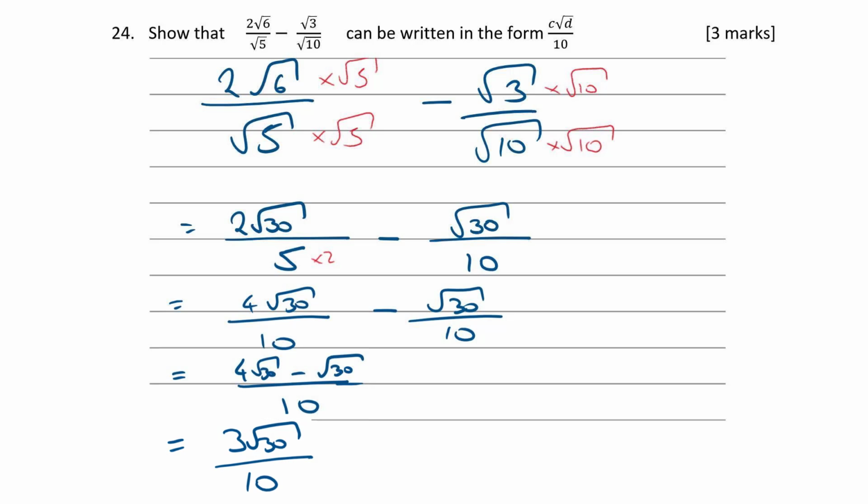Okay? So I've done it then, haven't I? So 3 root 30 over 10. That seems to work. C and D are both whole numbers. And it's a fraction over 10.